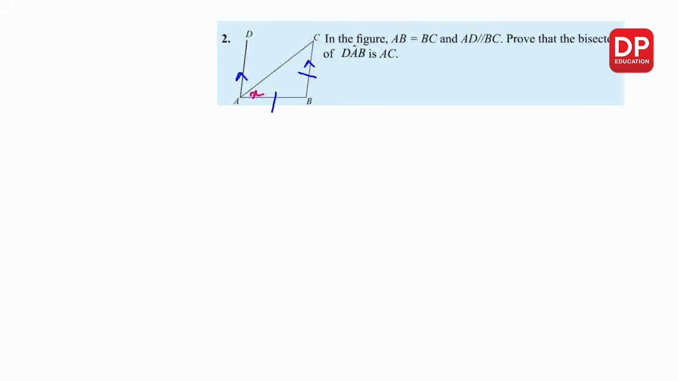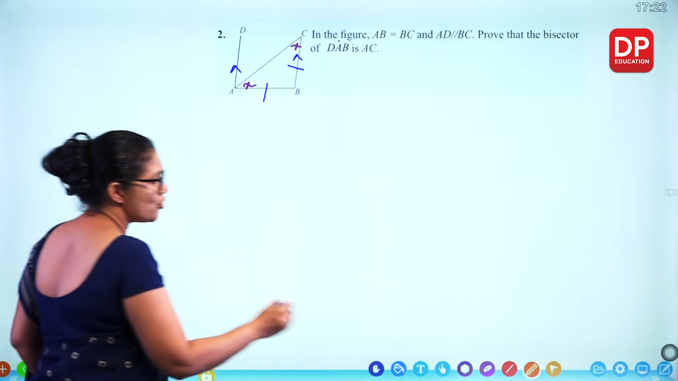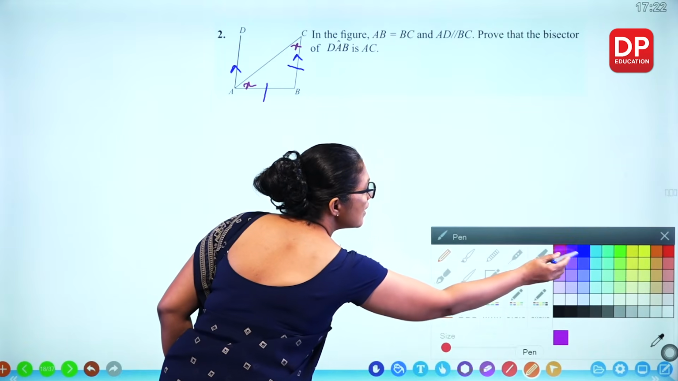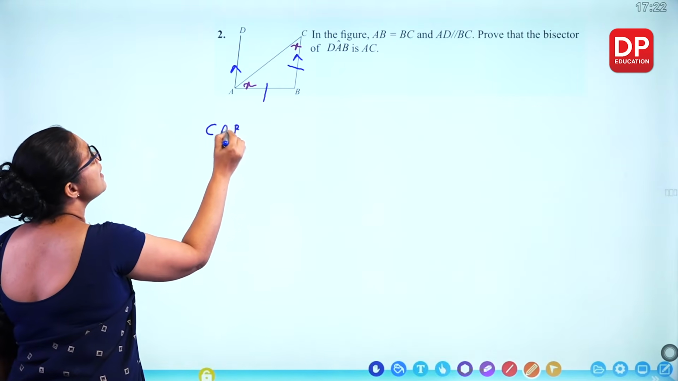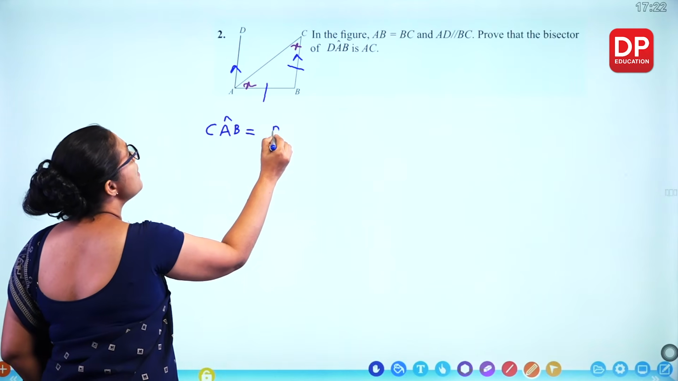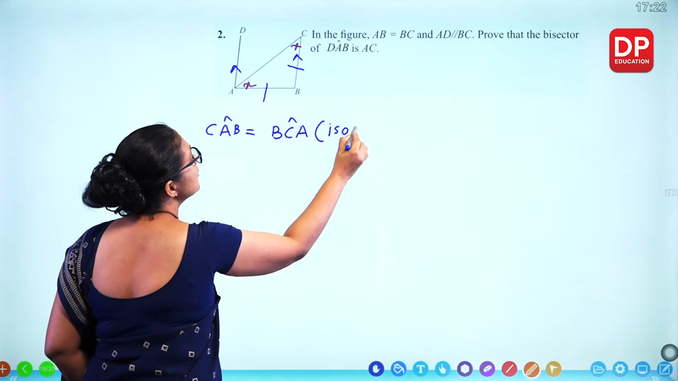So if we put x here, this is also x. Why? This is an isosceles triangle. So you can write CAB is equal to BCA because of the isosceles triangle.